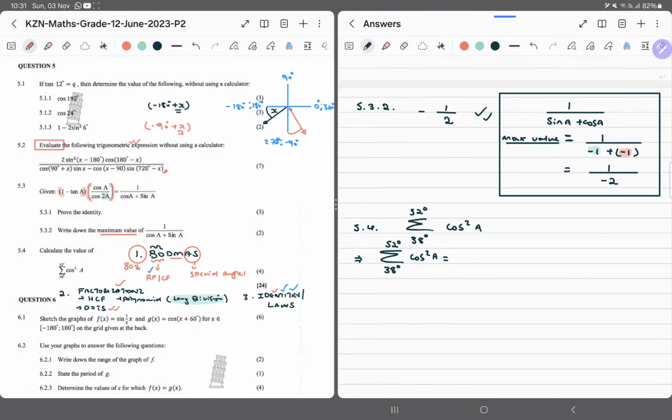Which is going to be equal to, we substitute A there, this is cos squared 38 degrees plus cos squared 39 degrees. Remember, we need just 3 terms, plus cos squared 40 degrees plus dash dash dash plus, this one is going to be cos squared 52 degrees. Okay, that would be the last one.